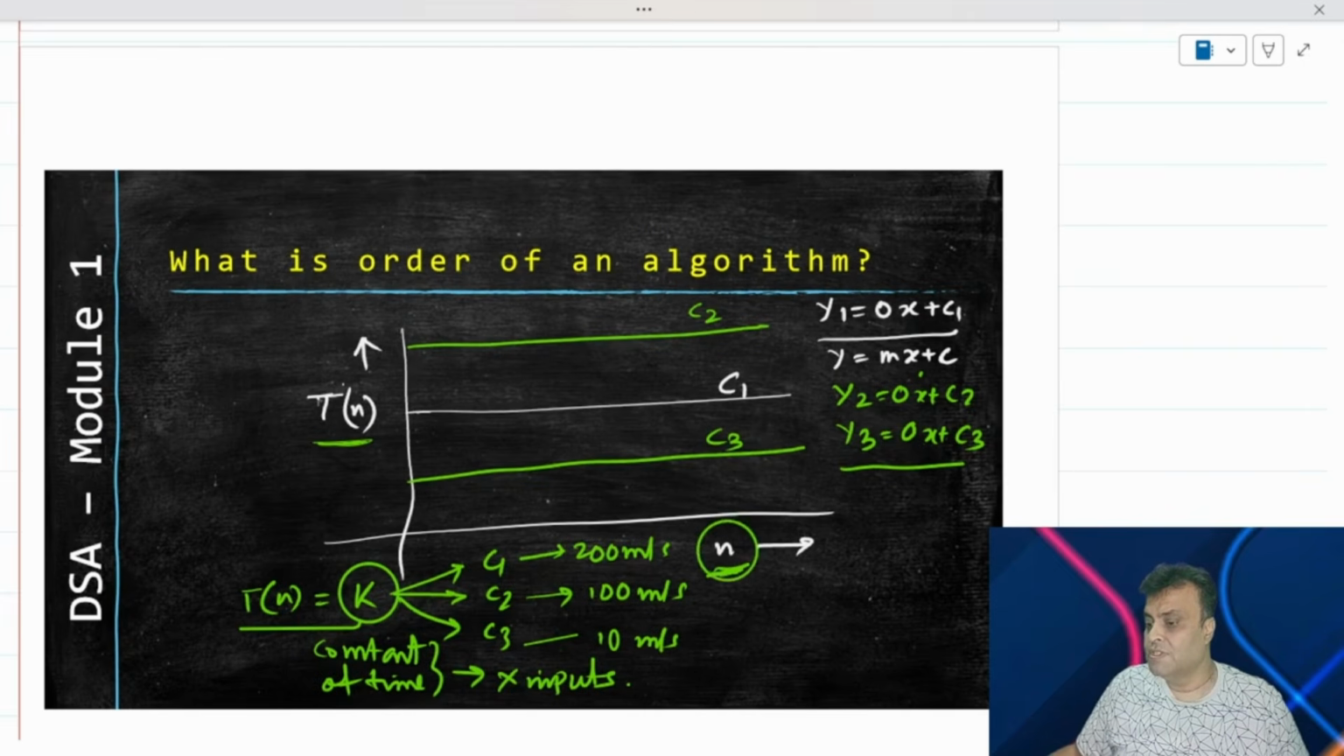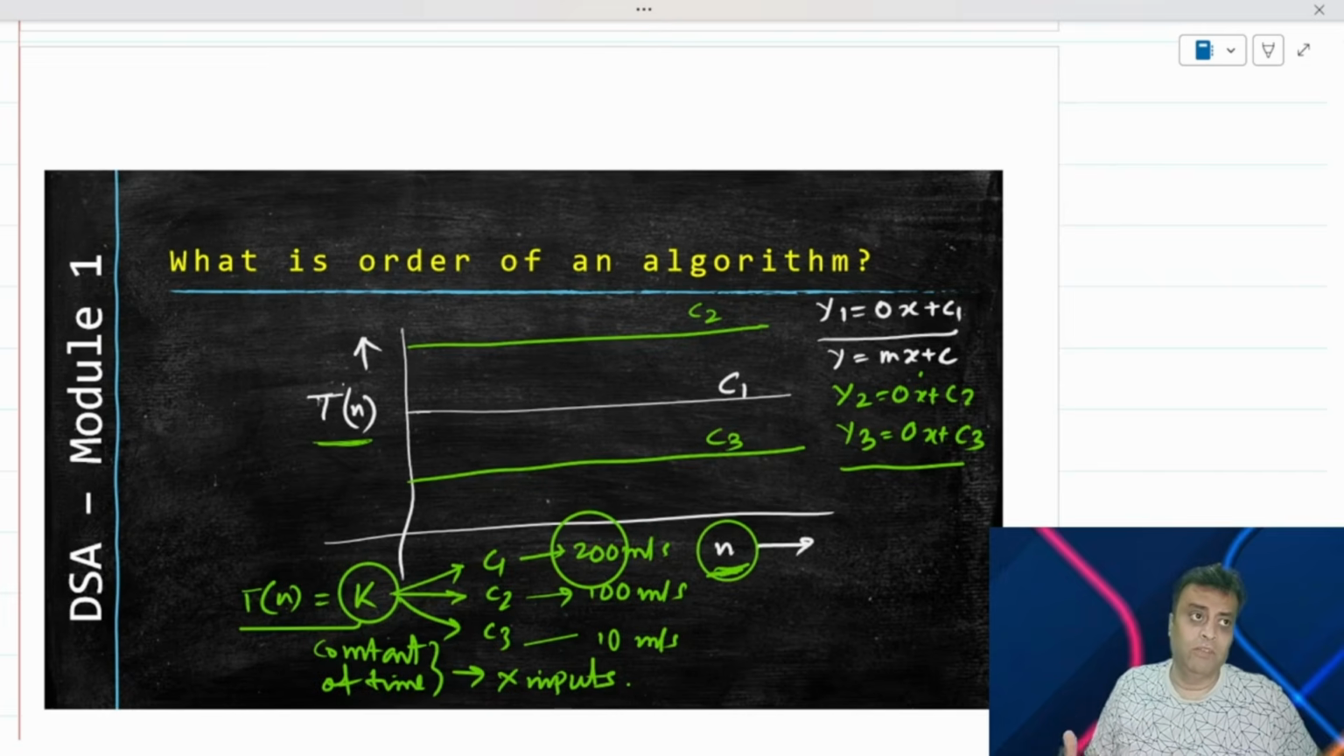When I say input, it is this. So Tn does not depend on n. Tn executes itself in a constant amount of time, no matter whichever machine it executes, no matter how many times it executes, no matter whatever is the change of inputs you give, it will always execute in that machine in, let's say, 200 milliseconds of time. Hence, it is a constant amount of time, right?